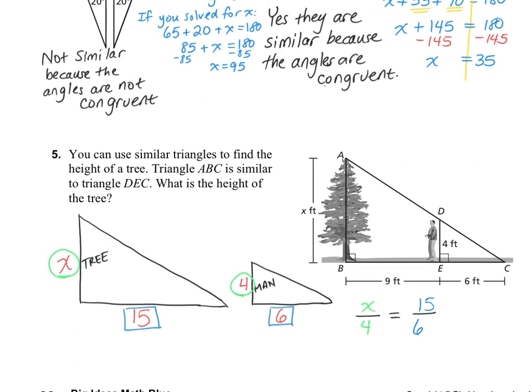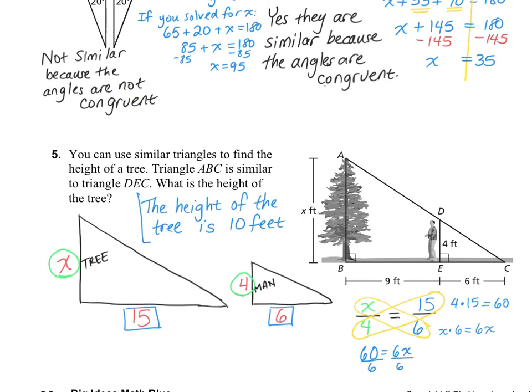Now, hopefully you remember what to do. We can do cross product. So this is going to be 4 multiplied by 15, which is 60. And then on the other one, we have x multiplied by 6, which is 6x. And now because they are similar, we can set those equal. So 60 equals 6x. Now divide by 6 on both sides. 60 divided by 6 is 10. So that means the height of the tree is 10 feet, and that is my answer.